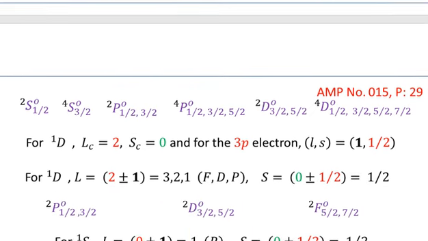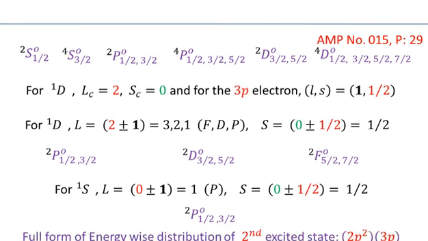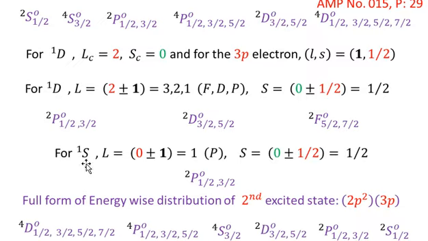you see that I have also demonstrated that when the 1D core term is combined with the 3p electron, then of course these three terms will be obtained. So the 2P, 2D and 2F terms will be obtained. Similarly, when the term 1S, which is the core term, is combined with the 3p electron, then the 2P term will be obtained, with 1/2 and 3/2 terms.